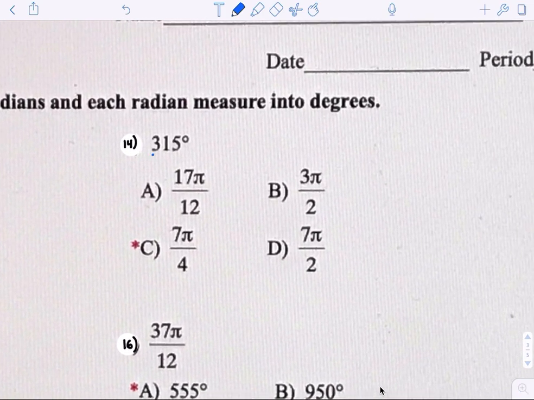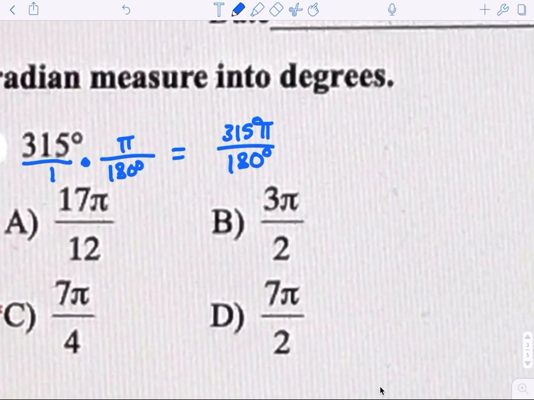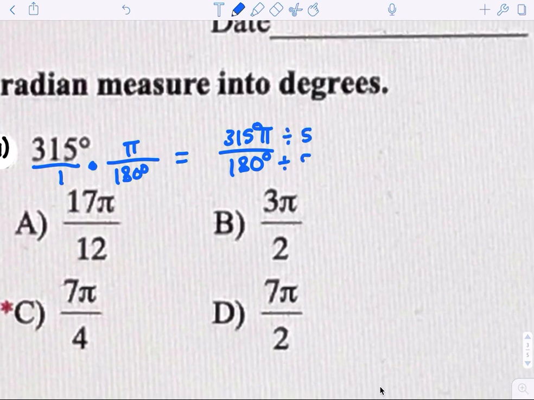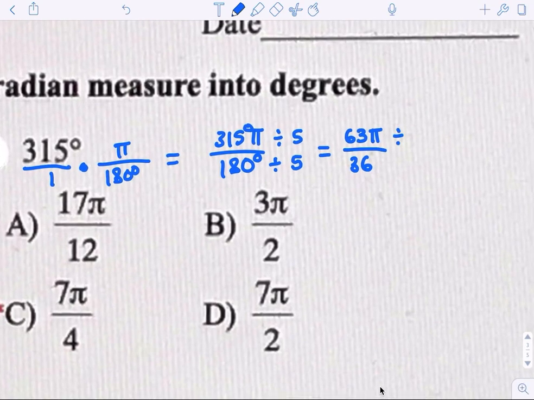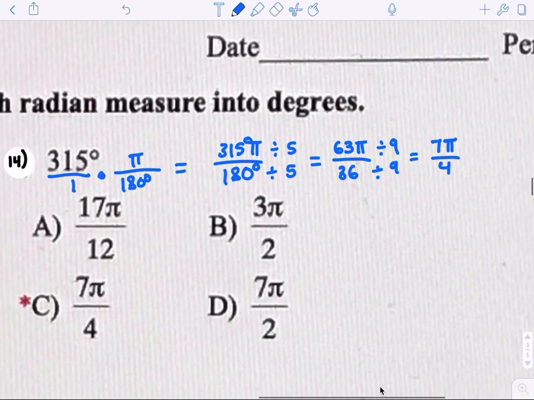14, since this is degrees, we need to multiply it and change it into radians. So the degrees will be on the bottom, so 180 degrees, and on top, pi. So we're going to have 315 pi all over 180 degrees. So now we got to simplify these, okay? So I noticed that both of them can be divisible by 5. 315 divided by 5, you guys, is 63. 180 divided by 5 is 36. And then I noticed that 63 and 36, you guys, can both be divisible by 9. So 63 divided by 9 is 7 pi, and 36 divided by 9 is 4. That's as simplified as it can get, so that means it's C.